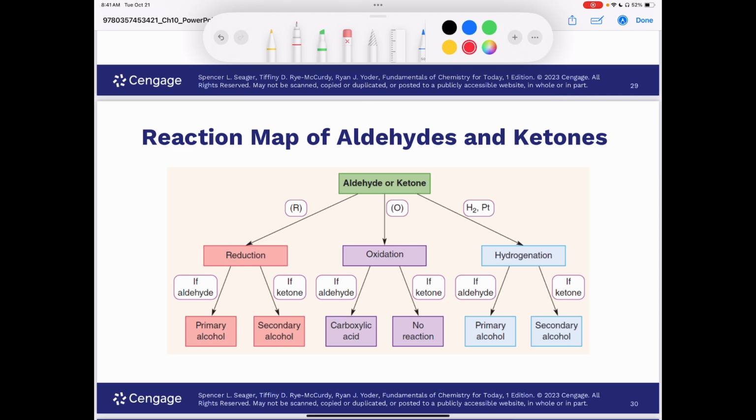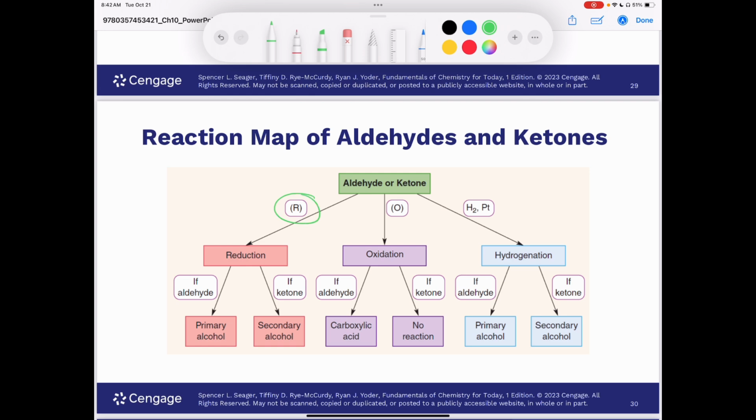Students will sometimes ask me, do you have a summary of everything that we've covered? Well, here's a reaction map, or a summary of the reactions that we've looked at for aldehydes and ketones. We've looked at three different types of reactions: hydrogenation, oxidation, and reduction. We started out with hydrogenation. If you have an aldehyde that undergoes hydrogenation, you end up with a primary alcohol. However, if a ketone undergoes hydrogenation, you get a secondary alcohol.